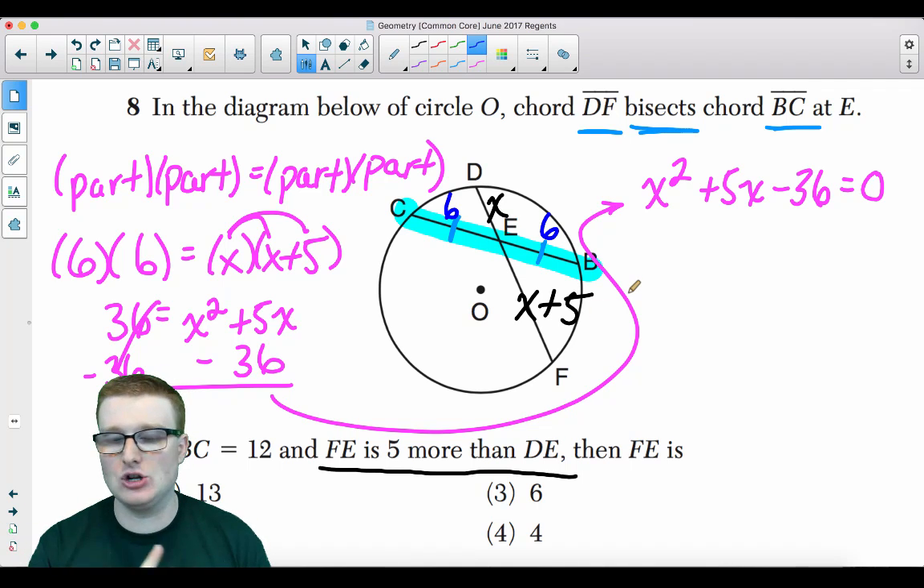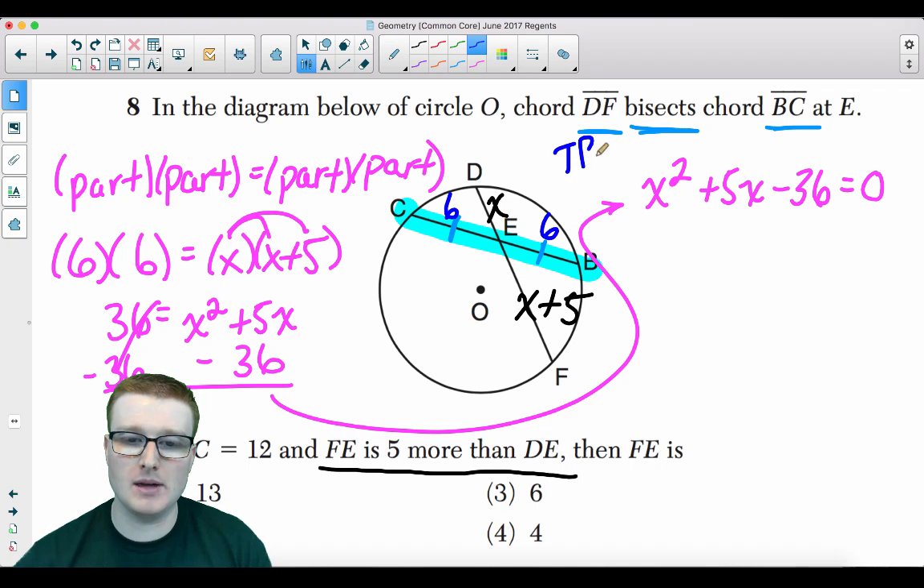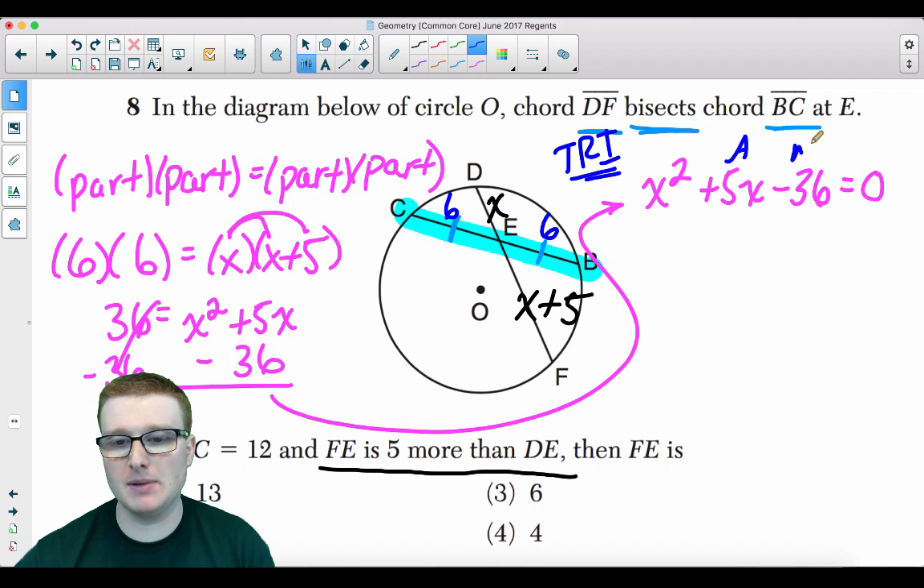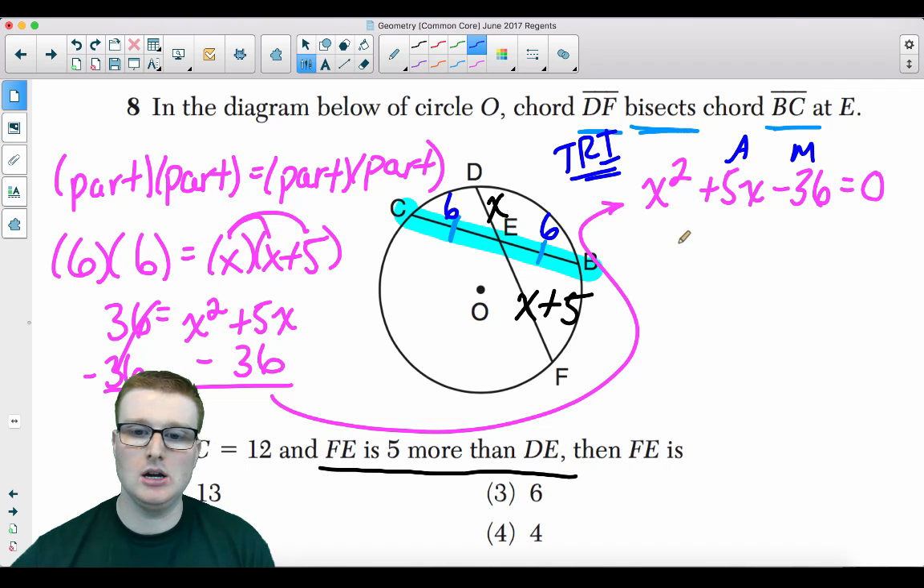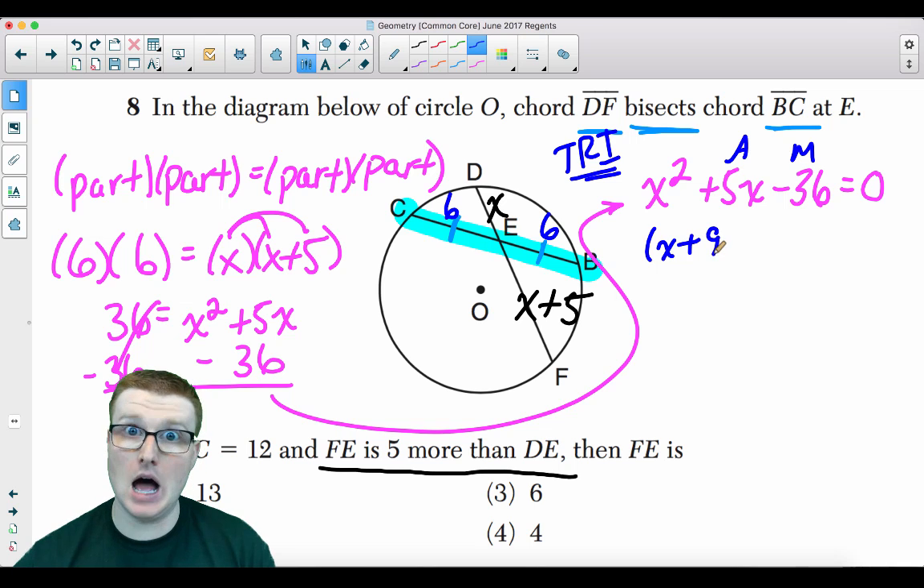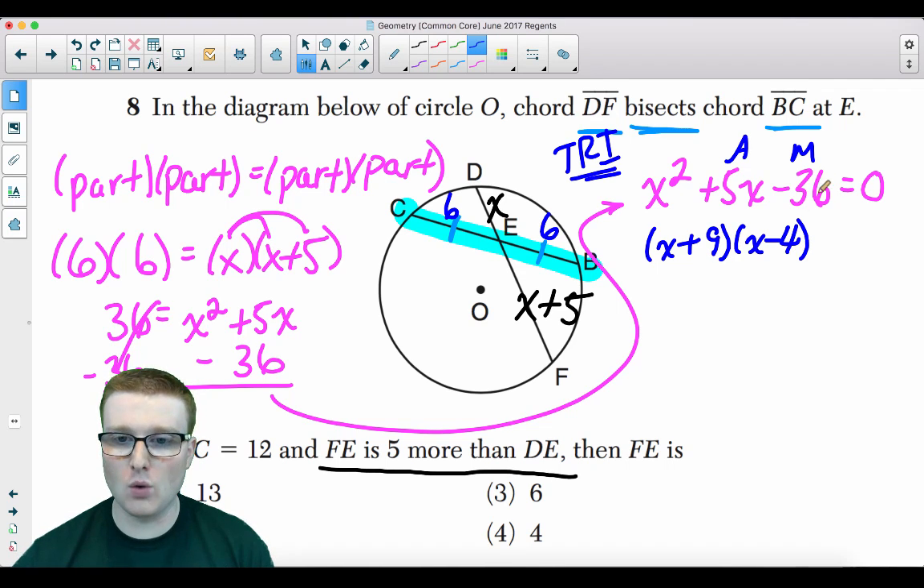GCF and difference of squares are out. They make no sense. This is a trinomial. So we have to use a trinomial method. So you got to think to yourself, what adds to positive 5 and multiplies to give you negative 36? Well, those two answers are X plus 9 and X minus 4. Because 9 times a negative 4 gives you a negative 36, and 9 plus a negative 4 gives you a positive 5. We're going to set this equal to 0.